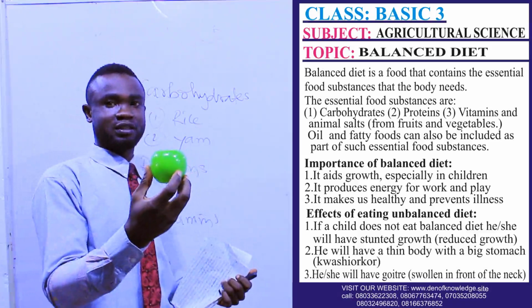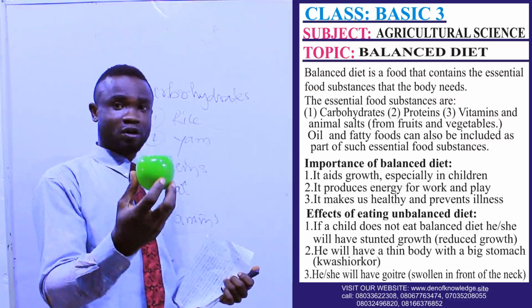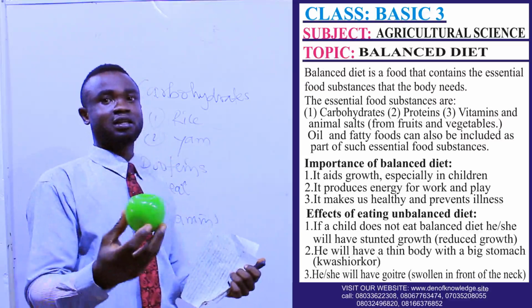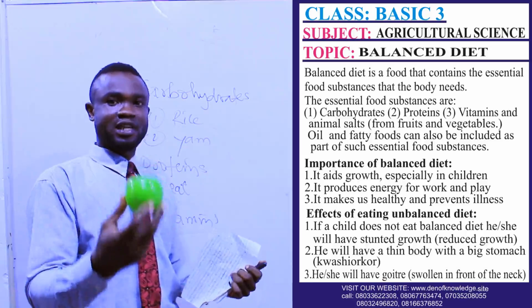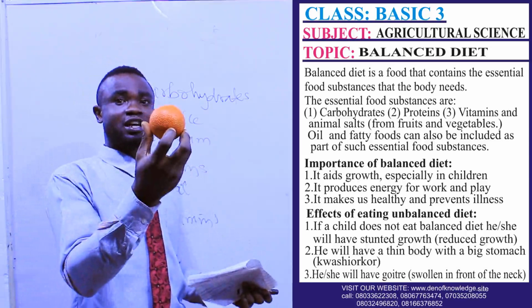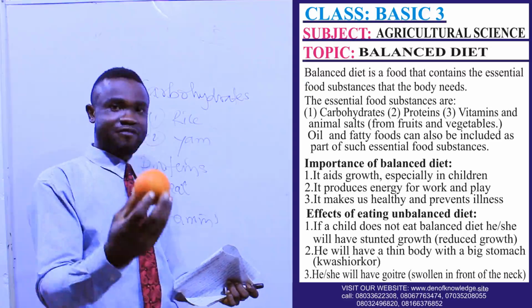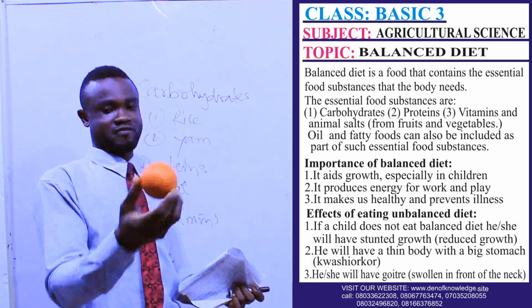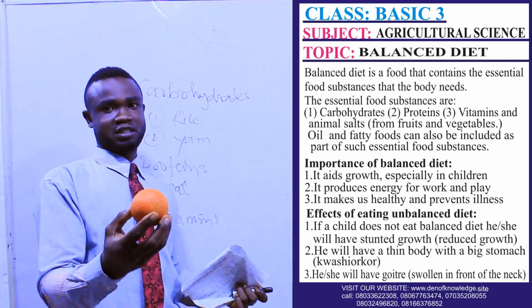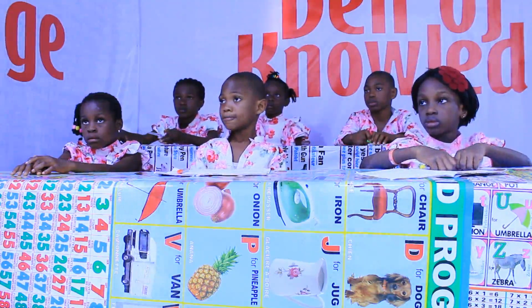See this one. It's an apple. It's a fruit. So, it's vitamin-giving food. Even guava, it's a vitamin-giving food. Next one is orange. See the orange structure here? An orange is vitamin-giving food. Vitamin C, they call it. This is an orange. That's very good.